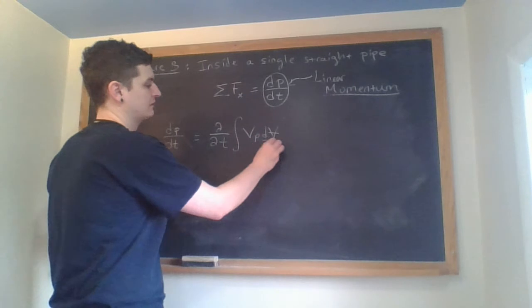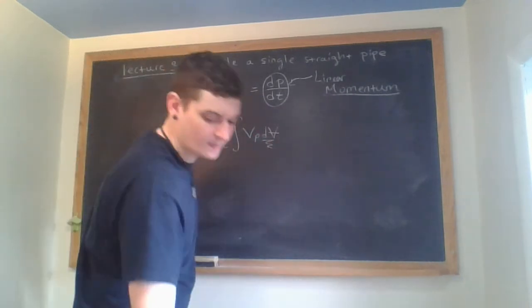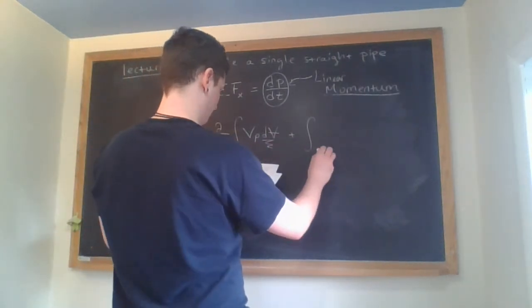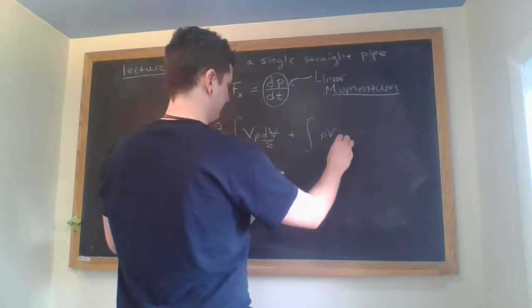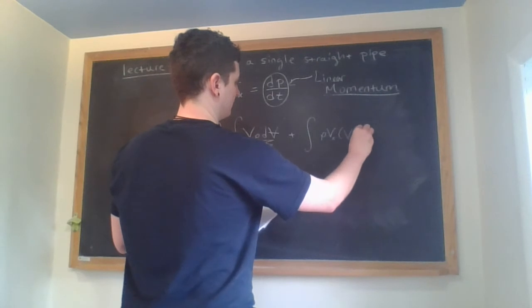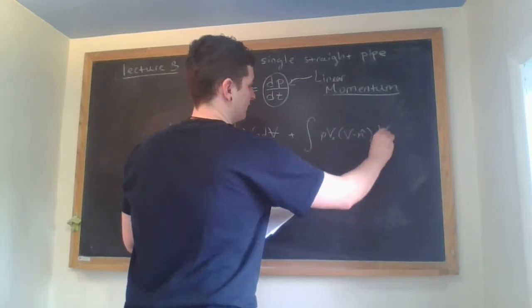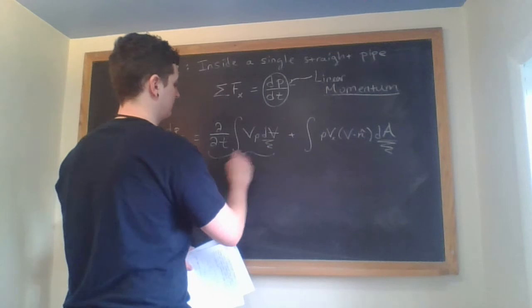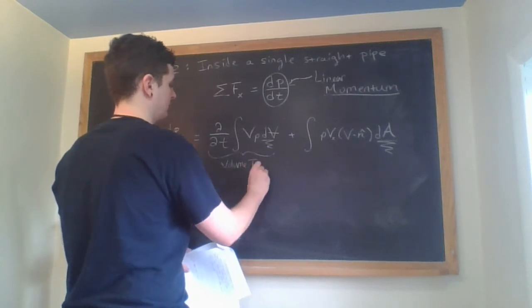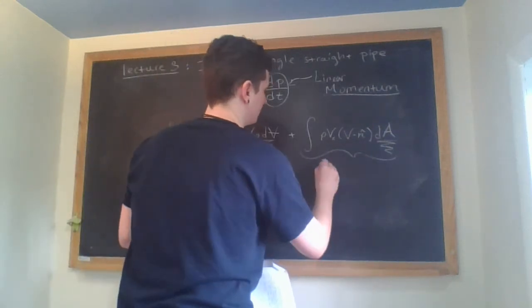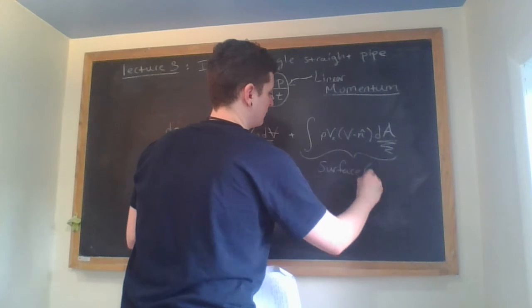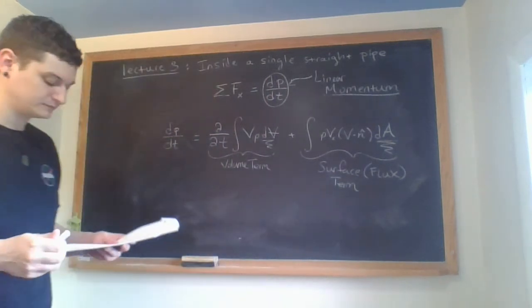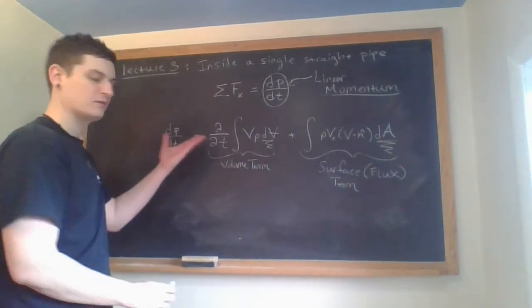Right? So this is a volume integral. And then we have a flux term. Let's make sure I get it right. X. That's a surface integral. So this is a volume term. Or flux term. Okay? So one assumption comes right into play.